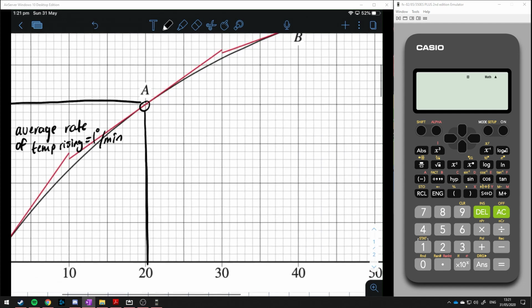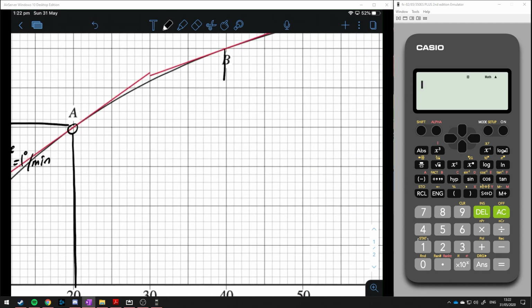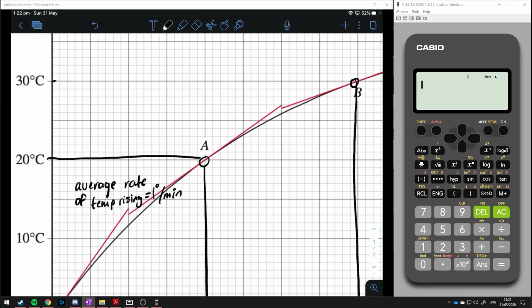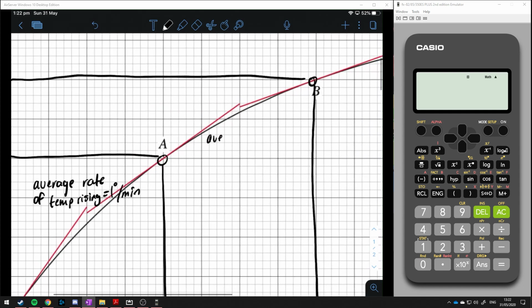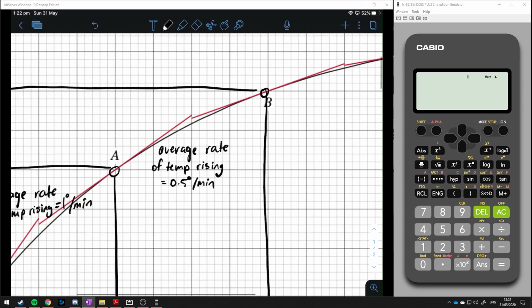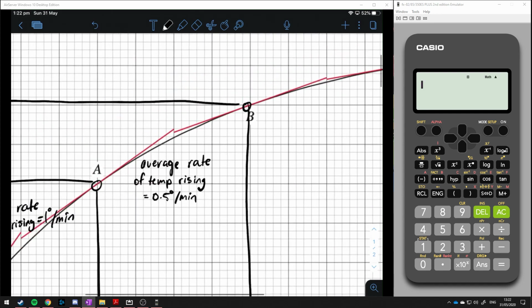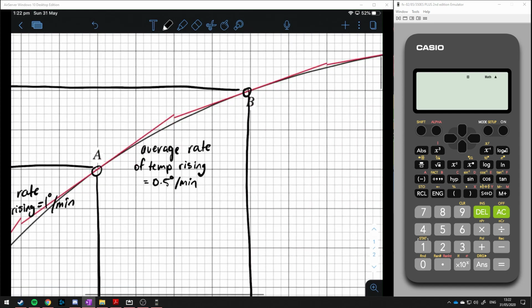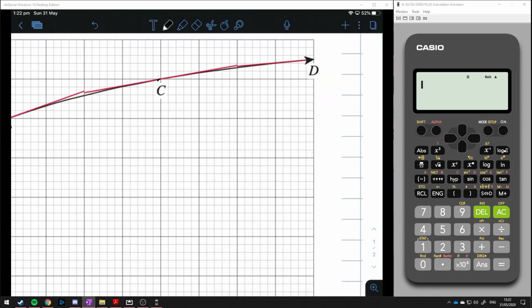But let's keep going. In the next 20 minutes, from 20 to 40, so here's my 40 minute mark, this time it only increases by 10 degrees Celsius, okay? So the average rate of temperature between the 20 and the 40 minutes is only 0.5 degrees per minute, or 1 degree for every 2 minutes. Now if we continue on to the third one, from here to here, it's only a 5 degrees change. And then in the next 20 minutes, it's even smaller.